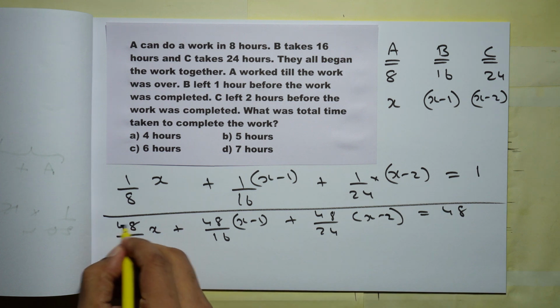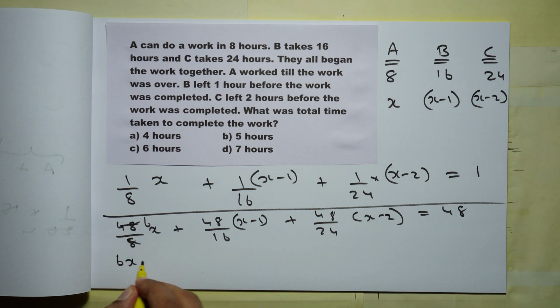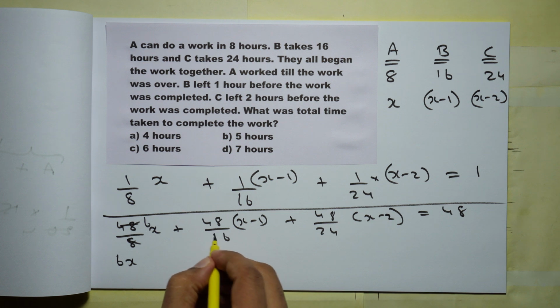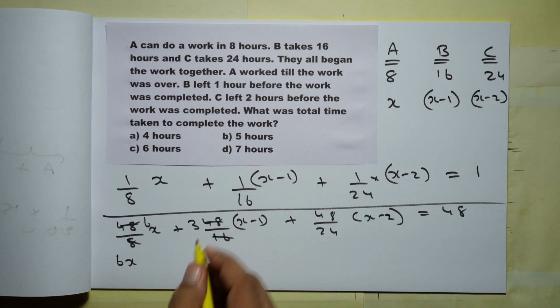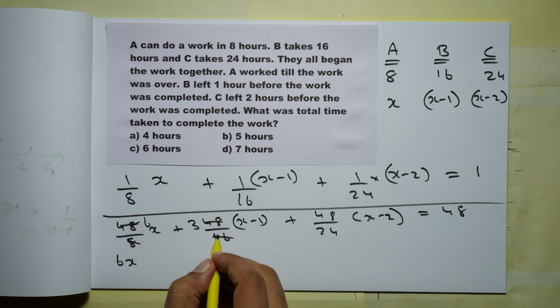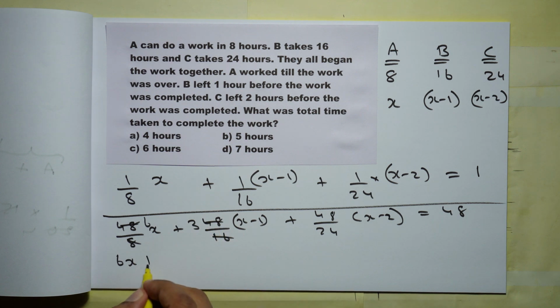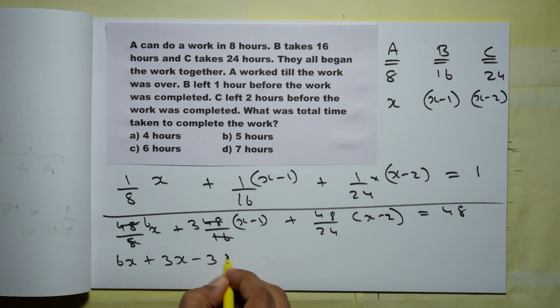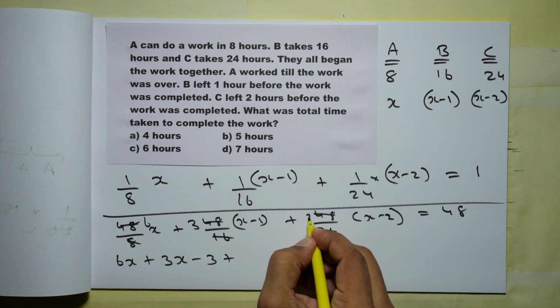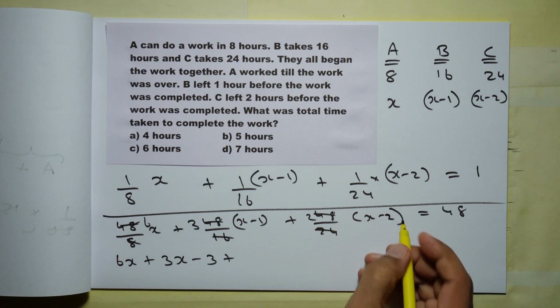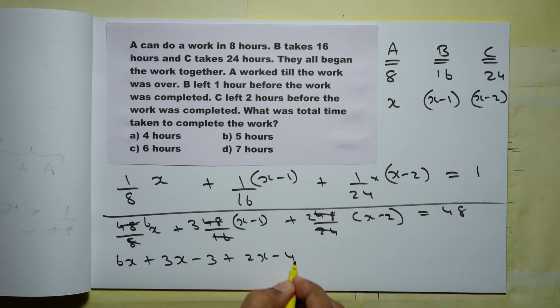Now here 8 divides 6 times, so 6x. 16 divides 3 times, so 3 times x minus 1, that is 3x minus 3. 24 divides 2 times, so 2 times x minus 2, so 2x minus 4, that is equal to 48.